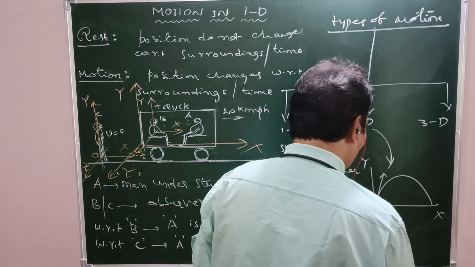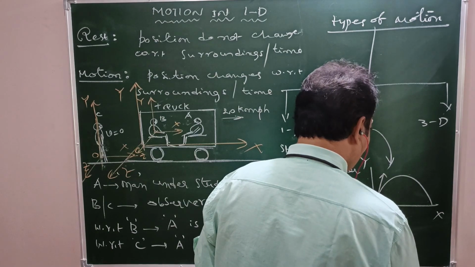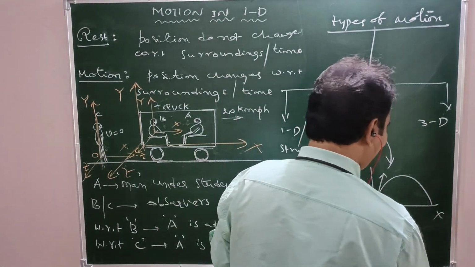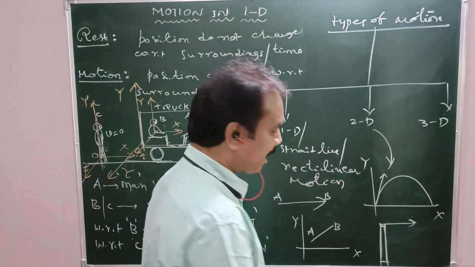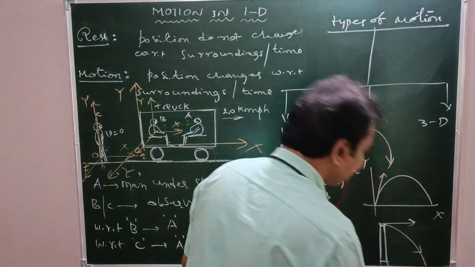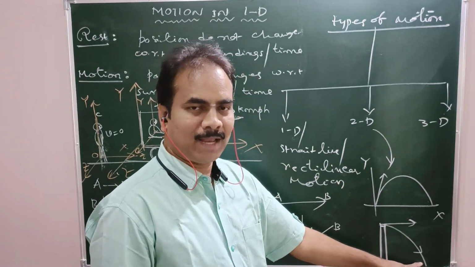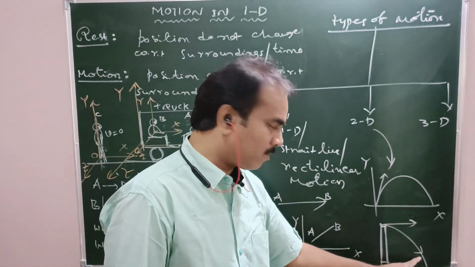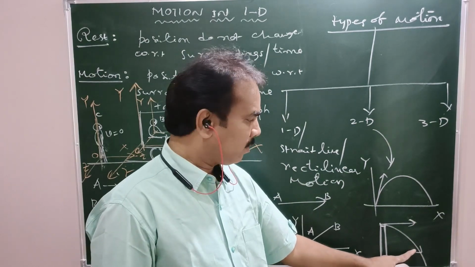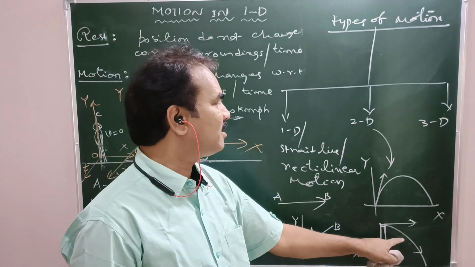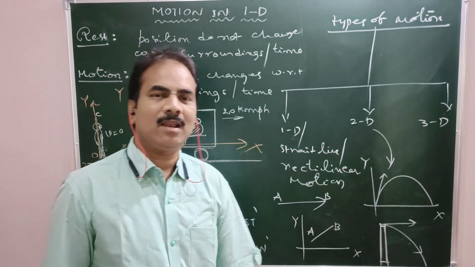Similarly, a horizontal projectile. Suppose this is a tower. This is the top of the tower. A body is projected horizontally from the top of the tower. Now, because of gravity, it takes a path like that. See, this is the path followed by the projectile. Now, this is also an example for a curved path. Moreover, both x and y coordinates change here. So, therefore, this is also an example for two-dimensional motion.